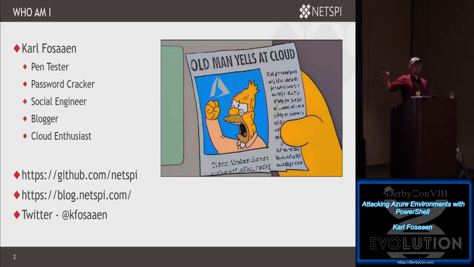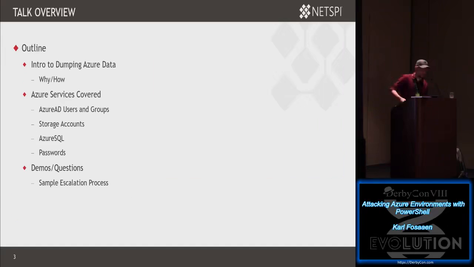And a lot of the information that we're talking about today, we've actually got blog posts up already that cover some of this stuff. So if you've read those posts, it'll be a little bit of the same info, but a couple of new things that haven't made it out to the blog yet. Cloud enthusiast is a strong word. I spend a lot of time in the cloud, but there's some interesting stuff. You can also find me on Twitter at @kfosaaen, where I'll be tweeting about this kind of stuff.